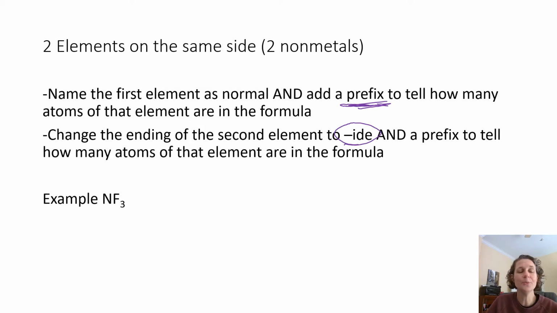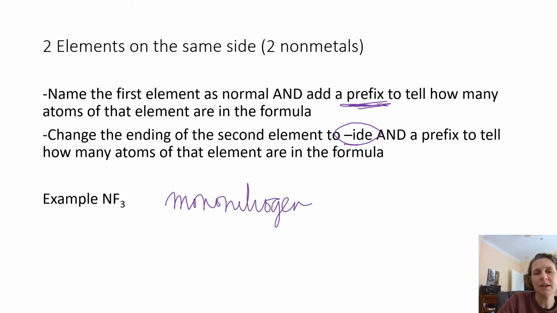All right, now our example, NF3, I have one N. N is nitrogen, I have one of them, so I'm going to go ahead and put mono-nitrogen. The mono on the first element is kind of optional. It's not wrong to put it, but it's just not as common, so you may not see that. I will never count that wrong. So if you want to put the mono, put the mono. As long as it's on the first element, it is optional. Any other prefix, it would have to be there.